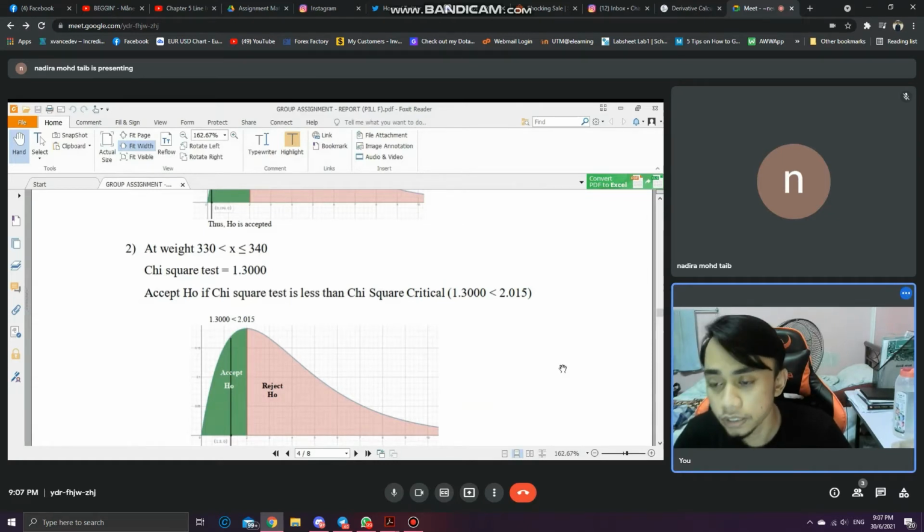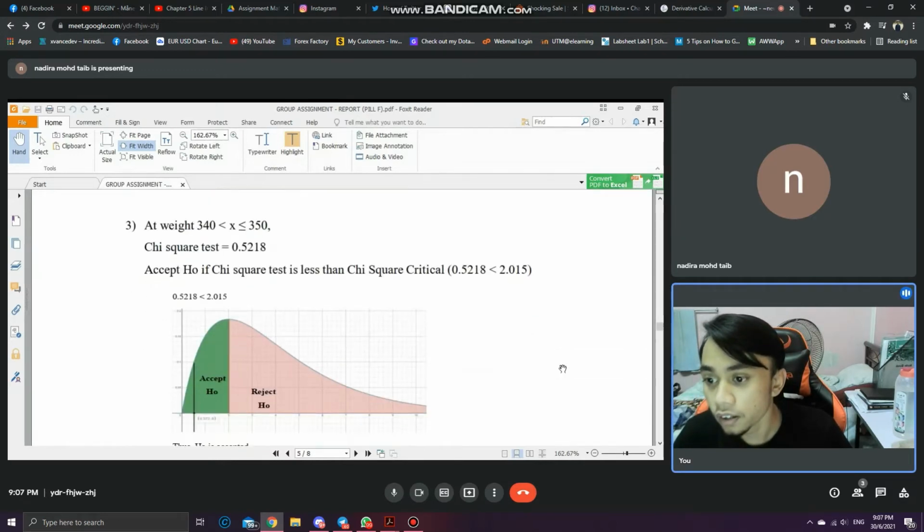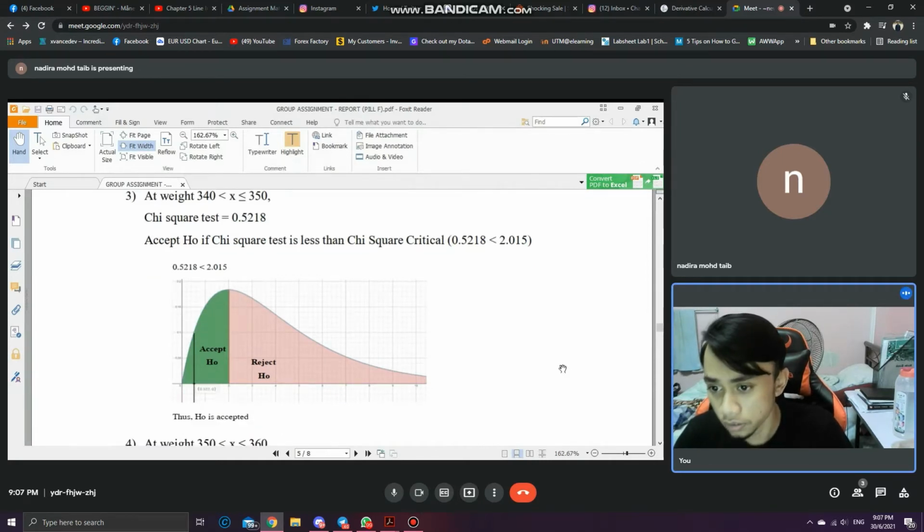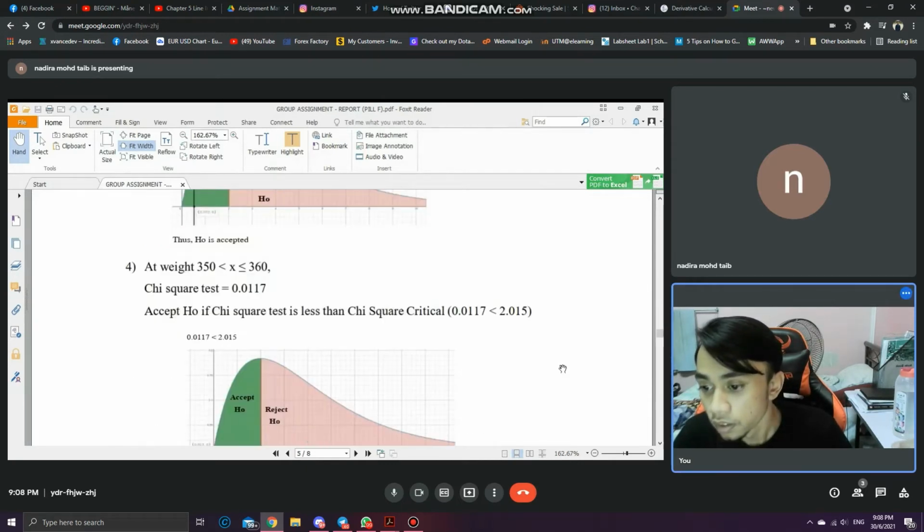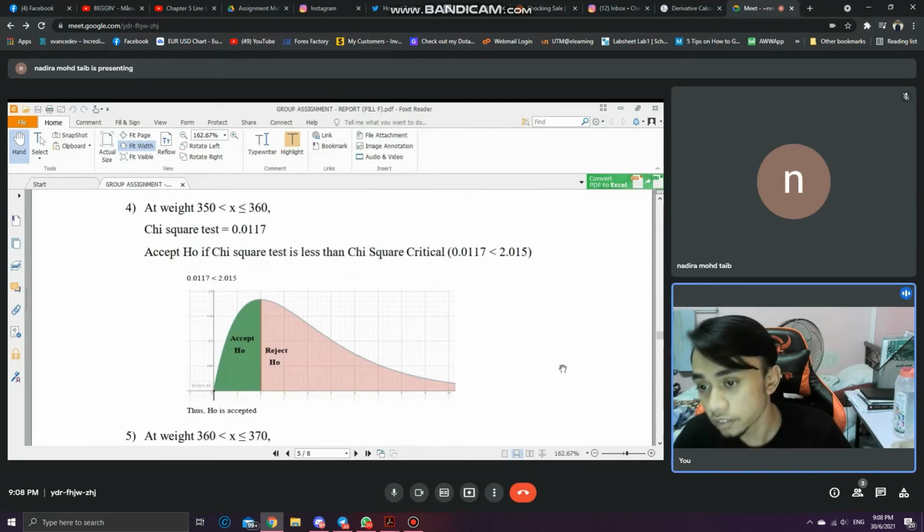And then number 3, at range 340 to 350, the chi-square test value that we obtain is 0.5218. So the chi-square test value is less than chi-square critical, so we accept H0. At number 4, at range 350 to 360, it is still the same: the chi-square test is less than the chi-square critical value, so it proves that H0 is accepted.